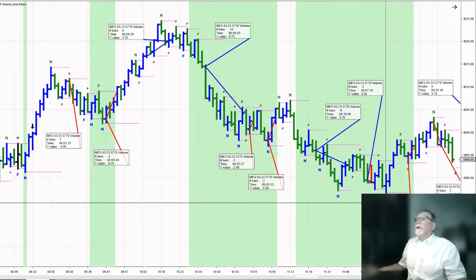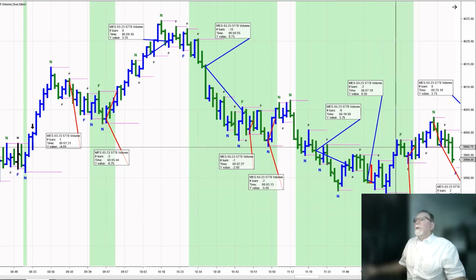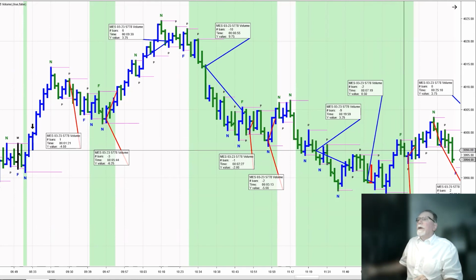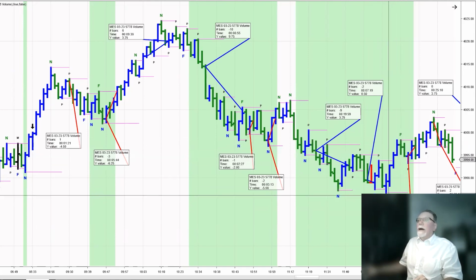Price moves up here, starts breaking out. Then we get the failure here. We get a 2-bar failure up here. Then we get a confirmation bar. Well, we have a failure and it's confirming. And now it's trading back toward a new low.